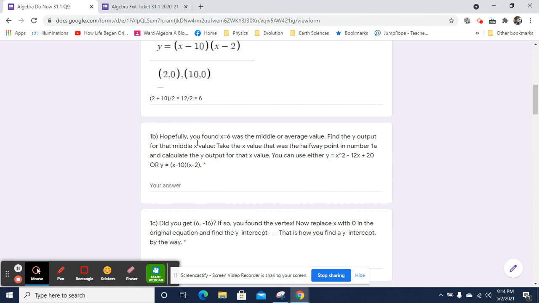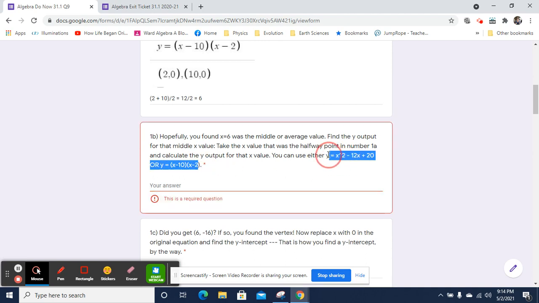Now we're going to take that x equals 6, and we'll use that as an input, and we're going to find a y output for that middle x value. We're going to take that x value that was the halfway point in 1a and calculate the y output for that x value. So we can use x squared minus 12x plus 20, or x minus 10 times x minus 2. So I'm going to start with x squared. Just copy it right out of here. Let's grab them both.